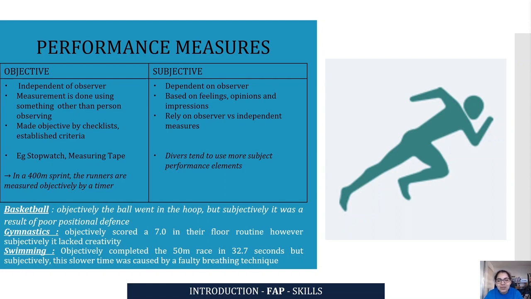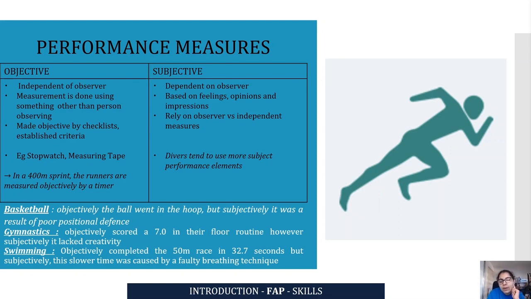So in a 400-meter sprint, the runners are measured objectively by a timer. Now, subjective is when it depends on the observer. So it is based on feelings, opinions, and impressions. So obviously we prefer objective because it's more fair in comparison to subjective.